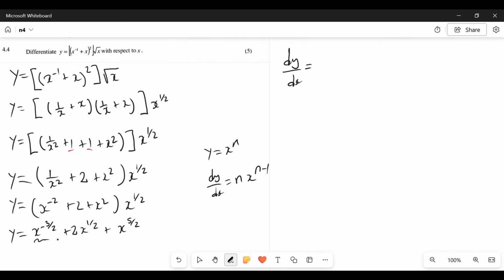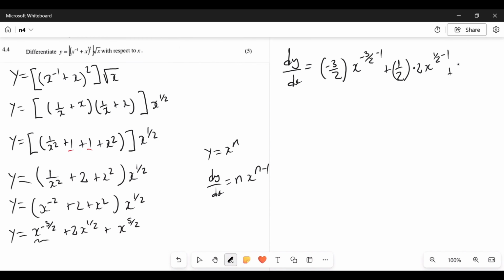So that's what you need to do. Let's start with the first term. There we have x to the power of -3/2. So we have to first multiply by that -3/2. And then we have x to the power of -3/2 minus 1. That's the first term there. Plus. And then we have the second term. We have 2x to the power of half. So here we have to multiply by 1/2 inside the bracket, which is our exponent, multiplied by 2x to the power of half minus 1. So it's going to be half minus 1. There we go. And then the last term, we have x to the power of 5/2.